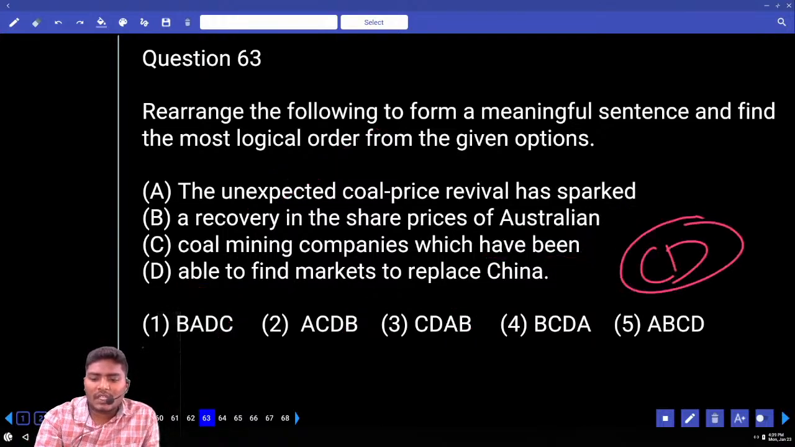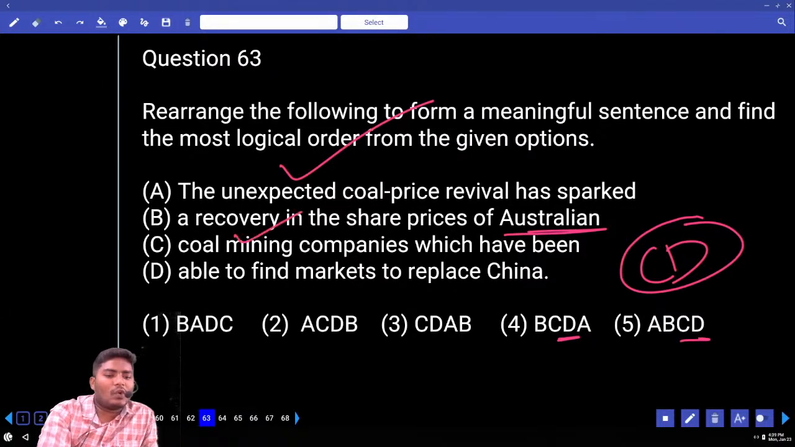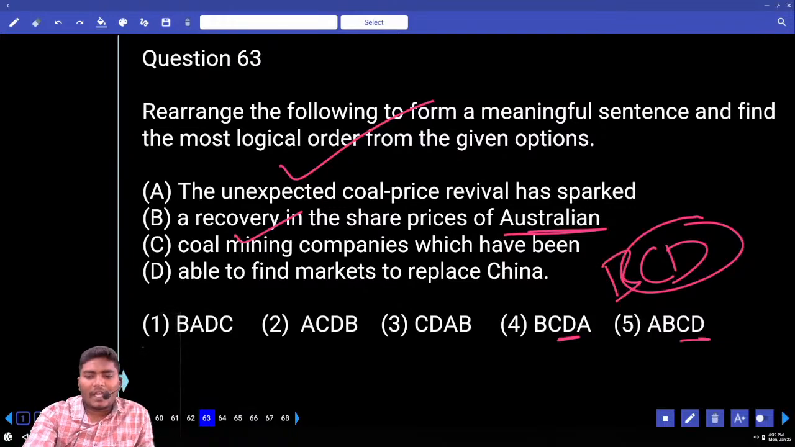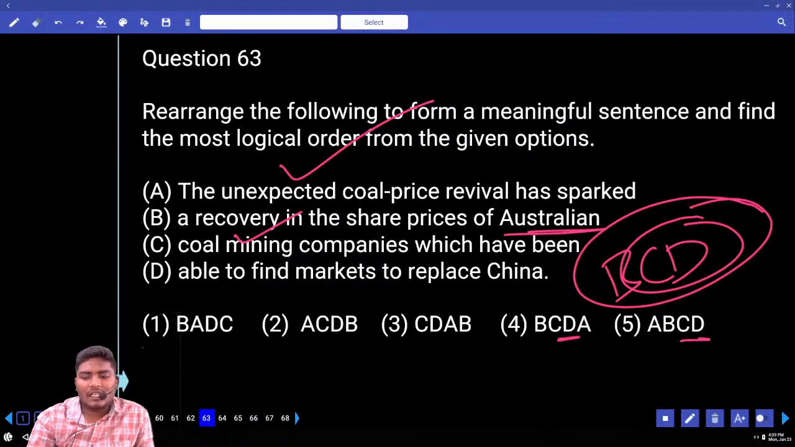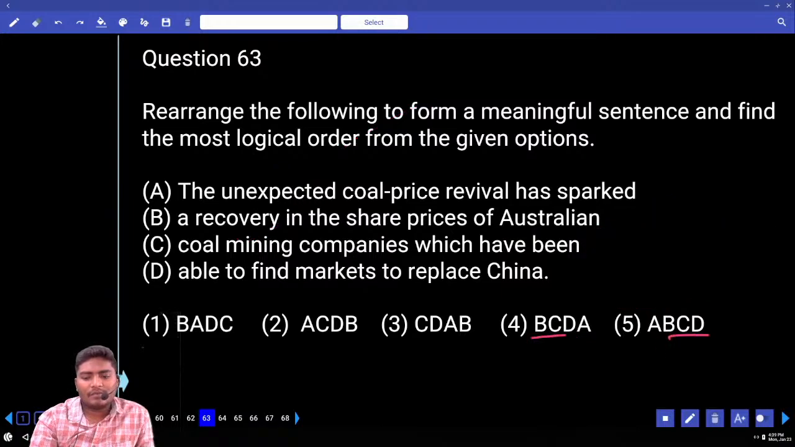Now in these 2 sentences, 2 options, we have CD and CD. And we need to still find out the connection for this. Australian, continuation. Australian, the unexpected. Australian, coal mining. Out of these 2, which one is correct? Australian, coal mining. So B must be connected with the C. So pair must be B, C, D. Again we have B, C, D.